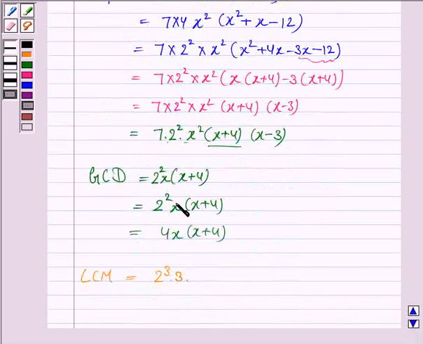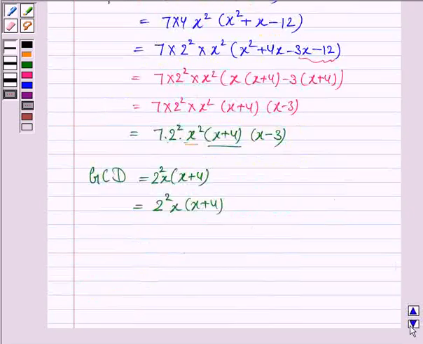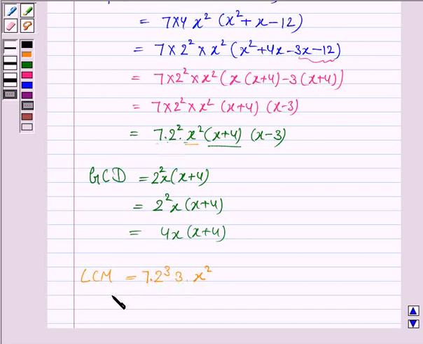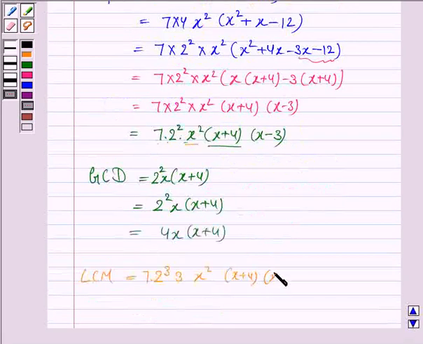into x square. Since we have to take the highest exponent, so we need to take x square. And here, one of the factors of the polynomial Qx is 7, so we need to multiply it with 7 also. Then we have x plus 4, then we have x plus 5, and then we have x minus 3.